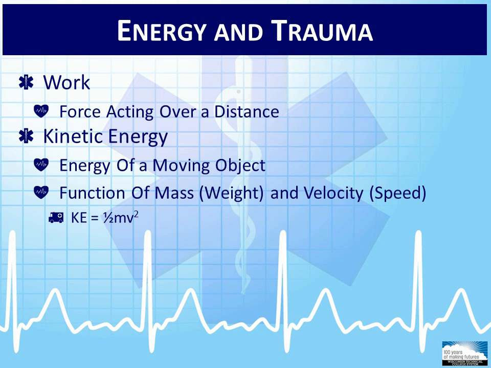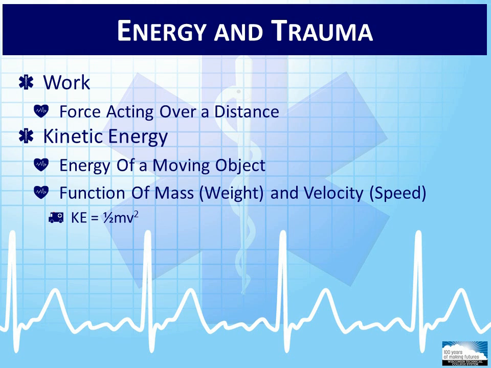Kinetic energy is defined by the formula 1/2 the mass times velocity squared. For those of you who remember your math from high school, squaring a variable results in what is known as exponential growth. Doubling the speed results in 4 times the energy. Increase the speed by 10 times and the energy increases by 100 times.